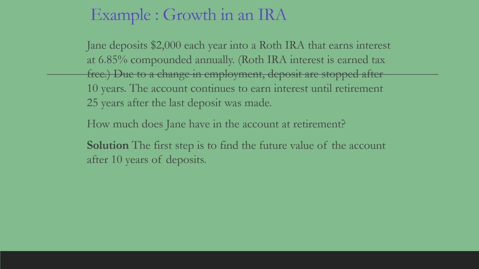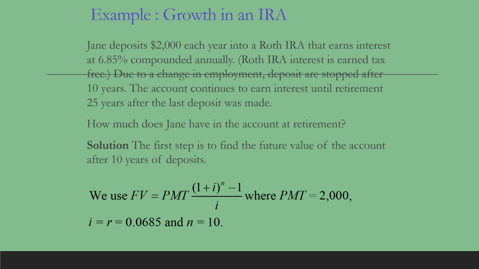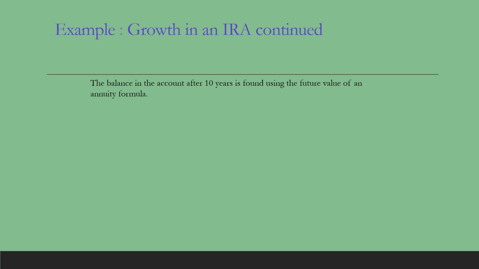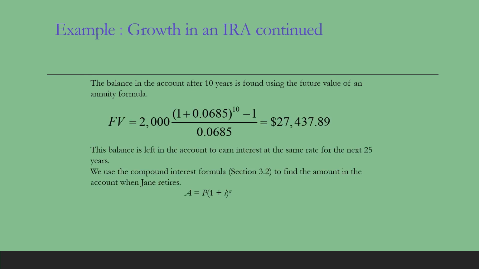So the first step is to find the future value. The future value will be the payment times (1 plus i) raised to n minus 1, divided by i, where the payment, i, r, everything is known to us. So n is equal to 10. Here i is just r since it is just for 1 year. So it is r, 0.06. Now for 10 years, the future value will be this.